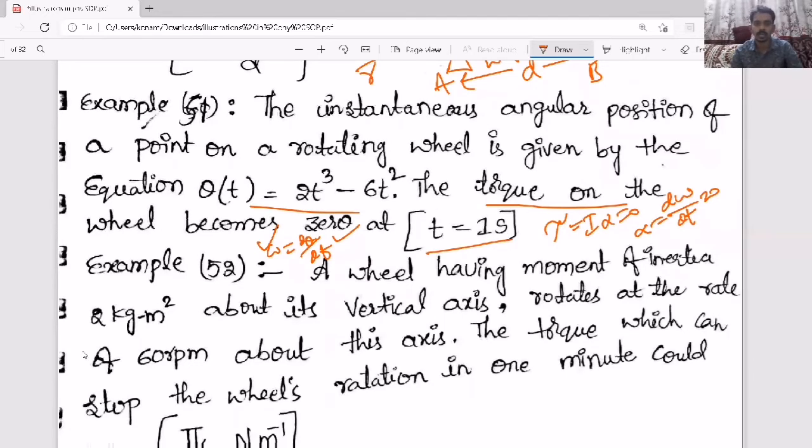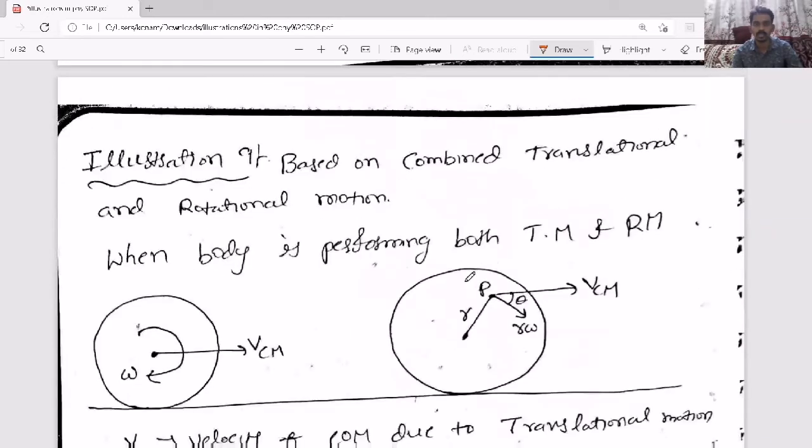I have given the answer here. Just try to find it. In a similar way, try other questions also.